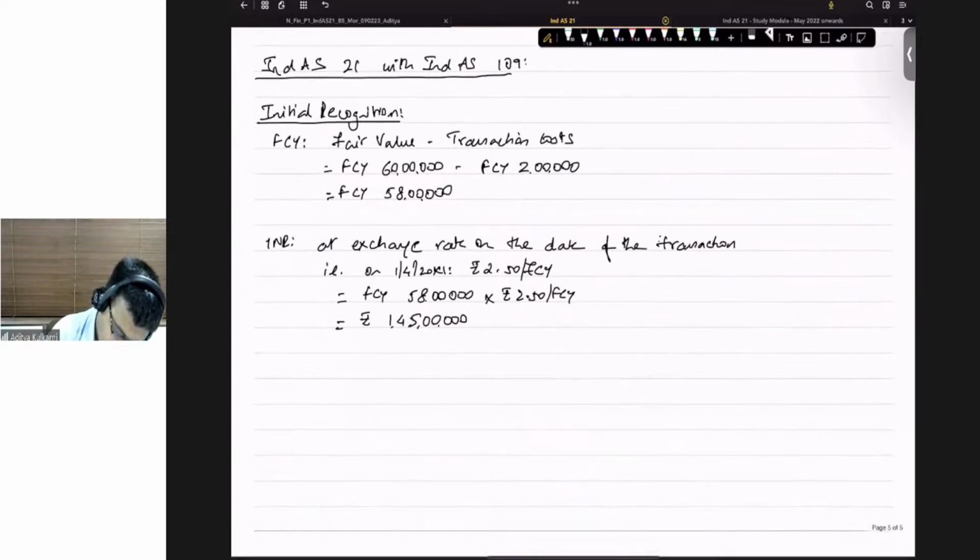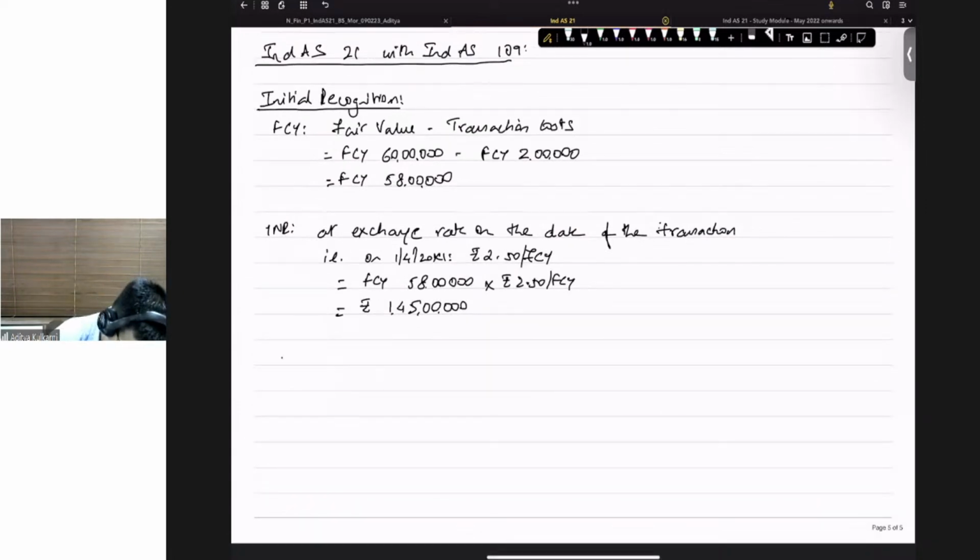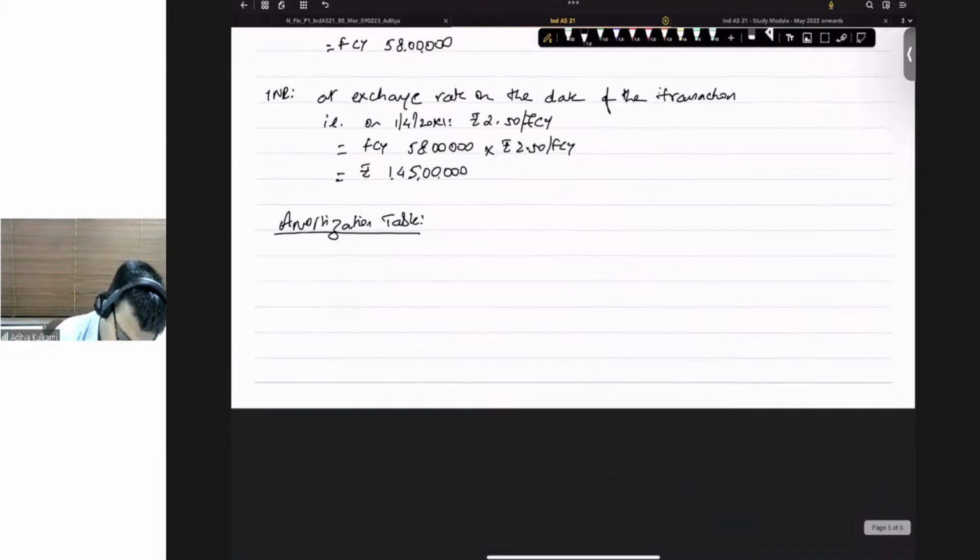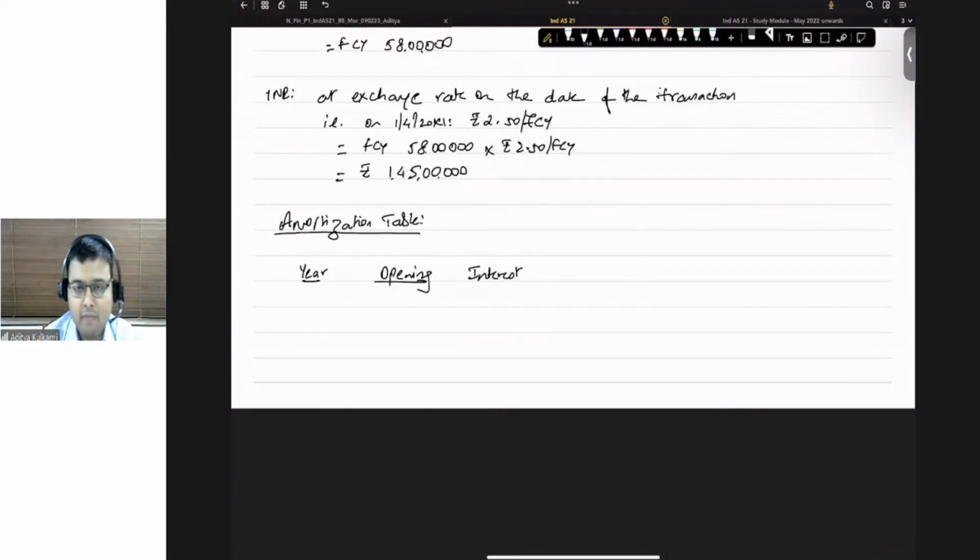Then, you remember you used to do something known as an amortization table. Year, opening, interest. This will be which interest? This will be the effective rate of interest. Then cash flow. This will be which interest? This will be the coupon rate. And then you have the closing liability.